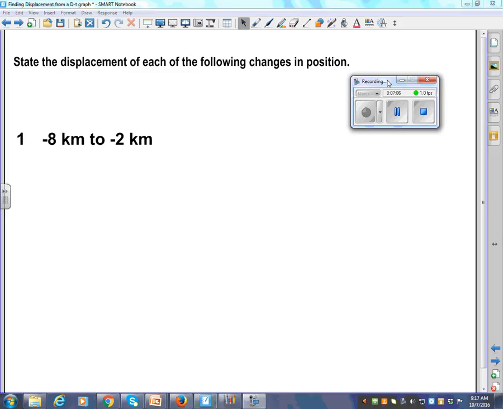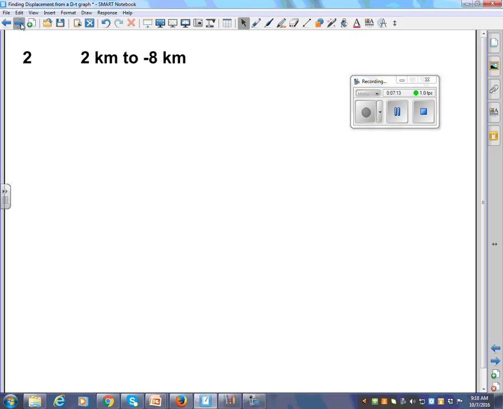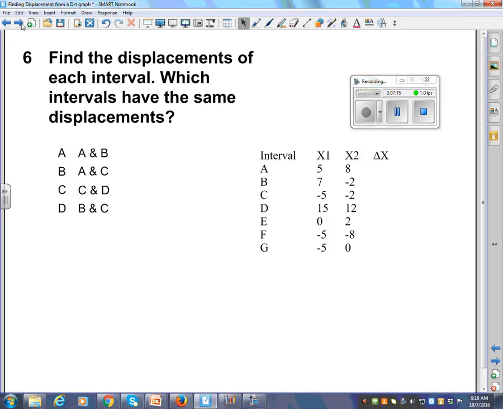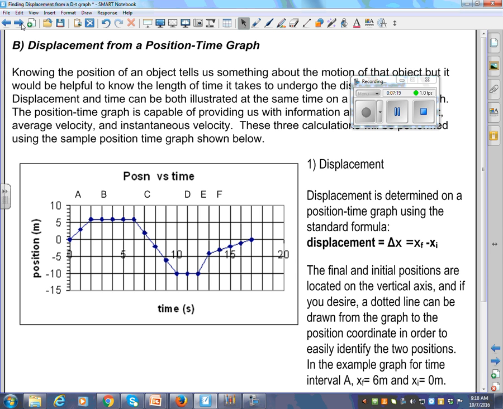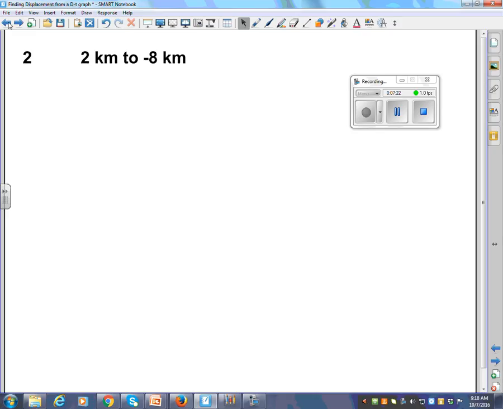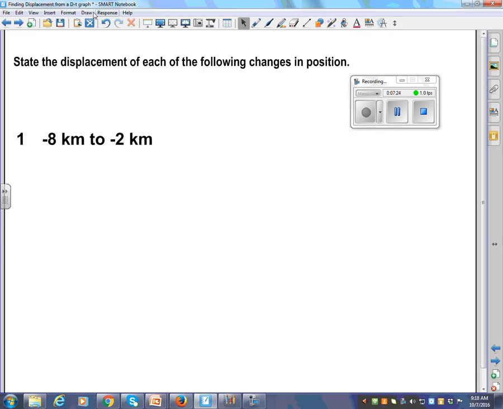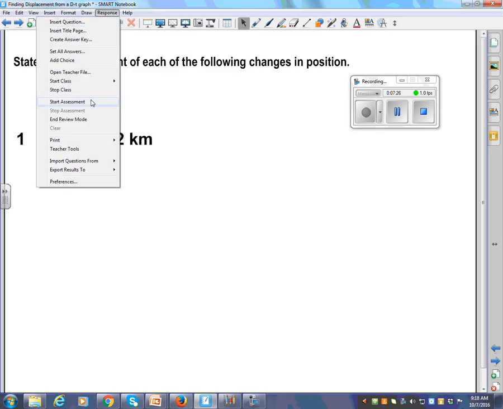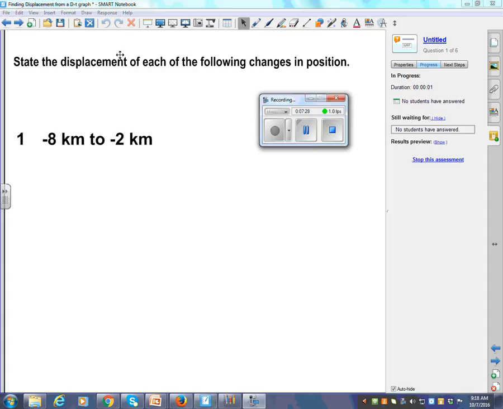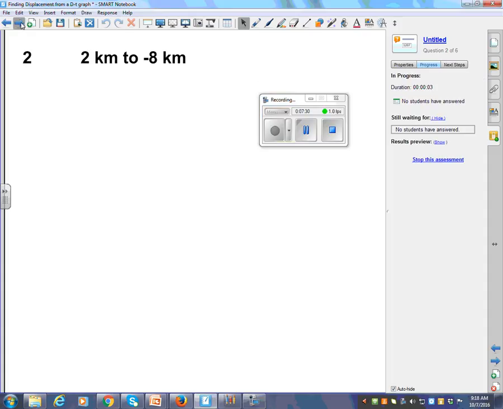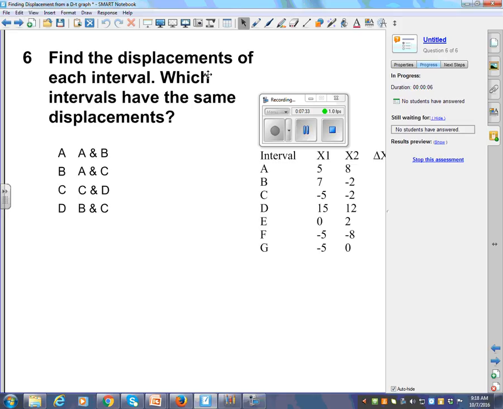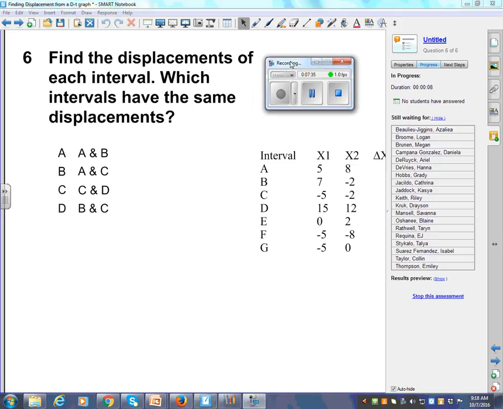Okay, so there's sort of the sample ones. This says state the displacement for each of the following change in position. How many do you have on the other side there? Five. Okay, so there's six actually. The sixth one is kind of a multiple choice kind of thing. Okay, so I will start this. You'll have to follow along on the paper. It is clicker. I will put up number 6 on the screen so you can see it. Always, always, always. Final minus initial.